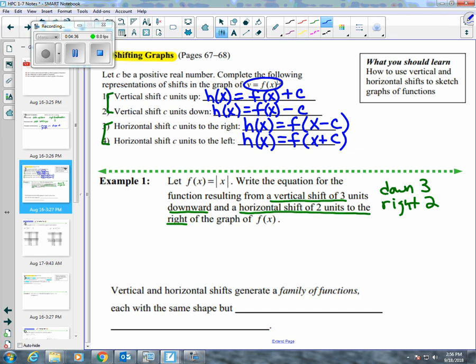I'd love it if you'd pause the video, try to write the equation, and see if you have it correctly, and then we'll check it on our calculator. All right, so let's talk about what those are going to be. Go ahead and pause and do it on your own. All right, down 3 and right 2.